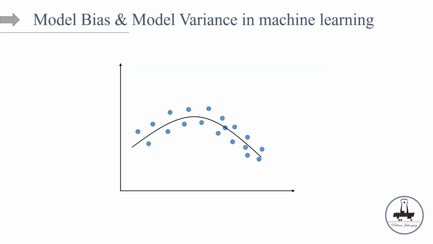Okay, now what is model bias and model variance in machine learning? Remember, when we talk about bias and variance, these are properties of repeated sampling and not just one realization of the data, right? So we have to be careful that we are dealing with repeated sampling, okay? Now let's start with a very simple example.